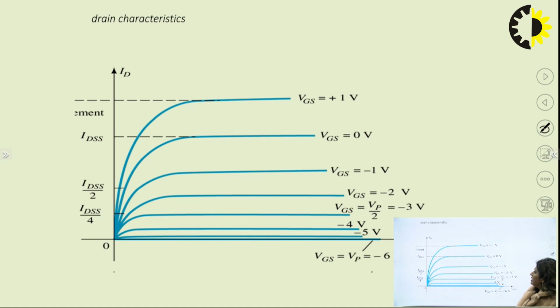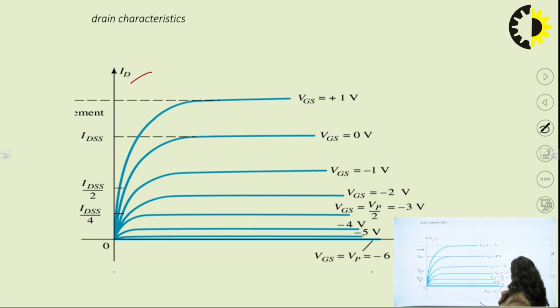So if we see the characteristic, we have the characteristic which is similar to the BJT. We have already discussed it in the last lecture also. Here we have mentioned some values on the characteristic. We have applied VDS, that is the drain source voltage, and we have a drain characteristic, that is the output drain current, on the y-axis.